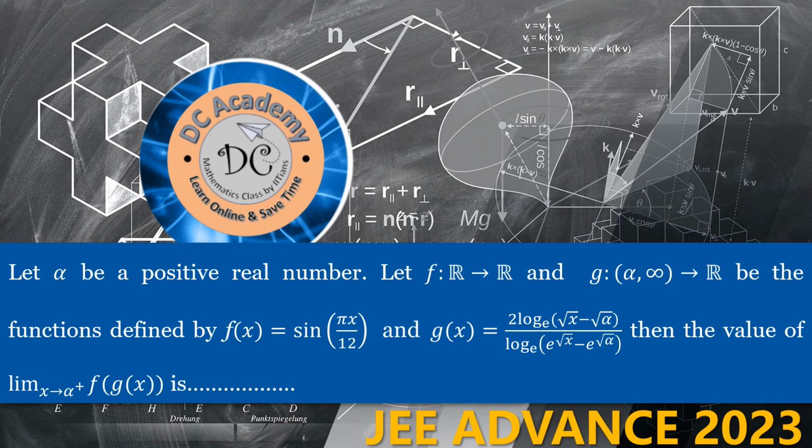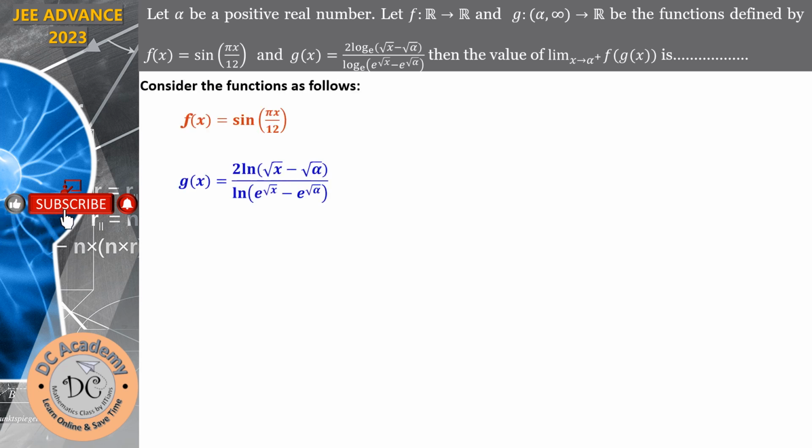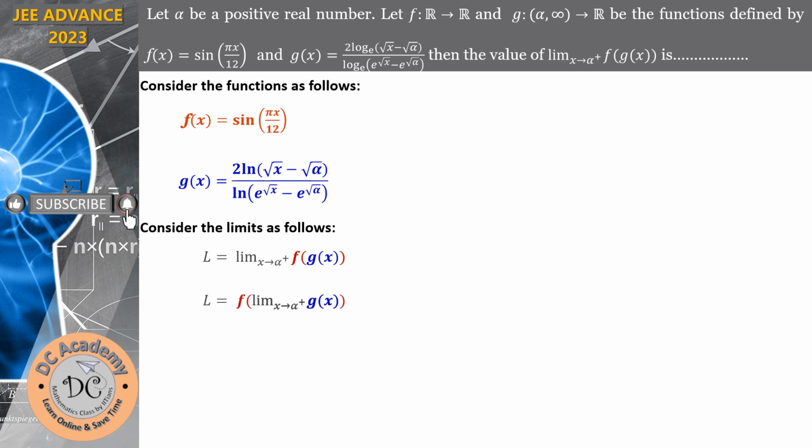Let's go ahead and solve the problem. So first we consider both the functions f(x) and g(x). Now our main aim is to calculate the limit as x tends to alpha plus of f of g(x). So we know that limits are interchangeable inside the function. Therefore the limit L can be considered as L is equal to f of the limit as x tends to alpha plus of g(x).